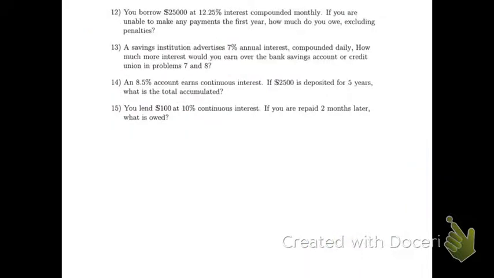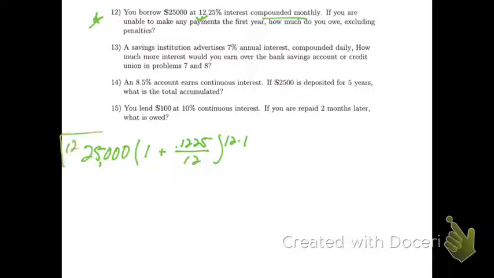Thank you. All right, 4 more, and then we're done. So we're going to start with number 12. You borrow $25,000. That is a lot of money to a lot of people. Not to everyone, but to a lot of people. And it's compounded monthly. So 1 plus, let's see here, 0.1225. Monthly, so 12 goes there, 12 goes there. If you are unable to make payments the first year, how much do you owe excluding penalties? So just 1 year. That's it. And so you plug that in, and that will give you your answer for number 12.